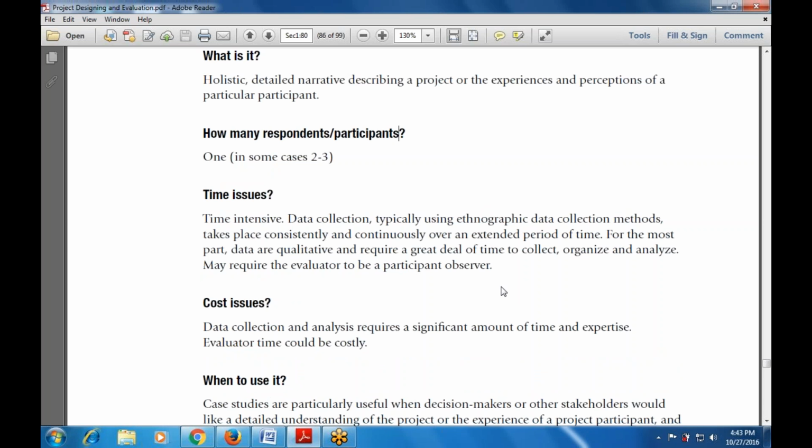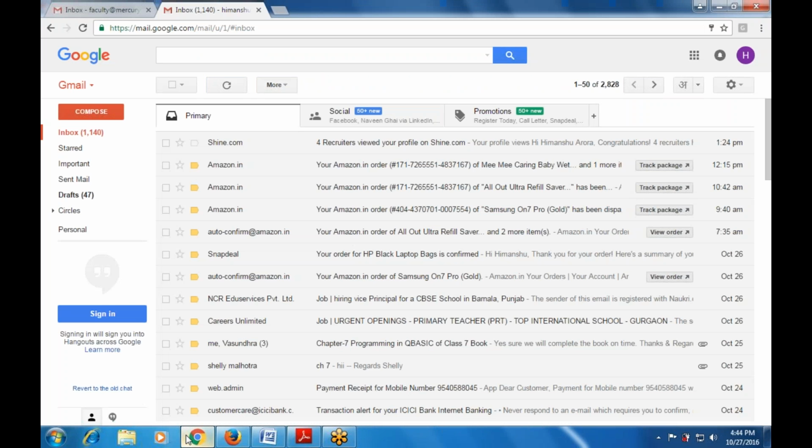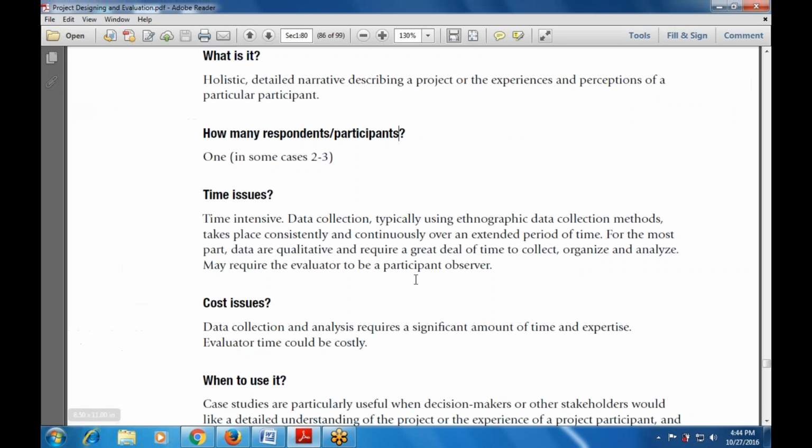Data collection typically uses ethnographic data collection methods that take place consistently and continuously over an extended period of time. For the most part, the data are qualitative and also require a great deal of time to collect, to gather, and to fetch out.